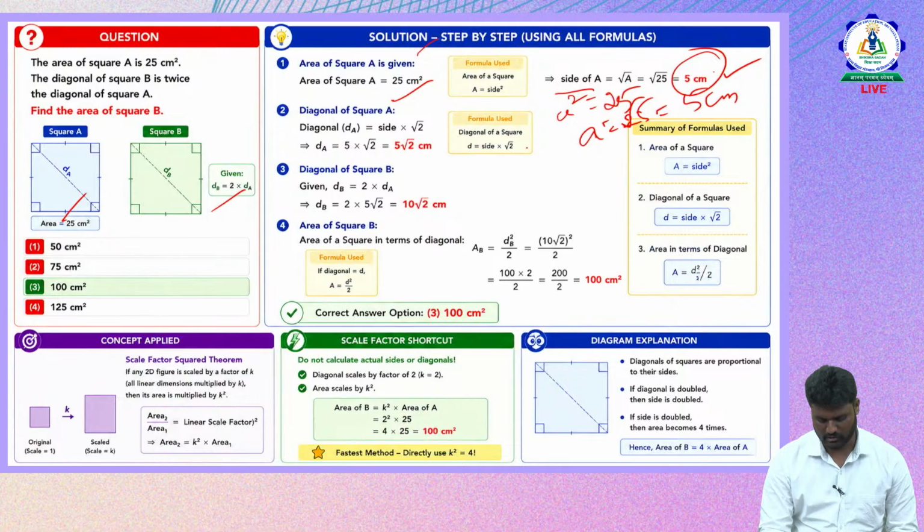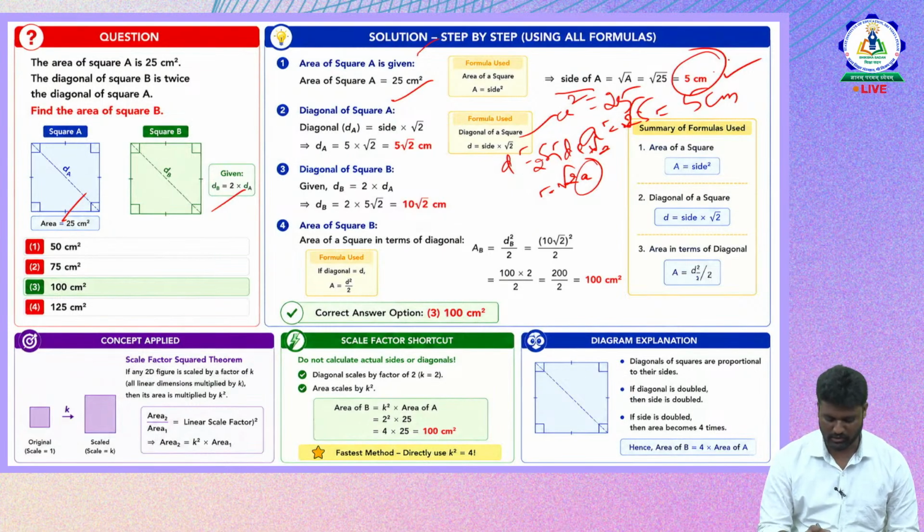Okay, so the formula for the diagonal of a square is D = side × √2, or we can write it as a√2, that is also fine. Now apply the a value. What is the a value here? 5 centimeters, we know that. So when you apply it, how much will it become? 5 into root 2, so 5√2 centimeters.